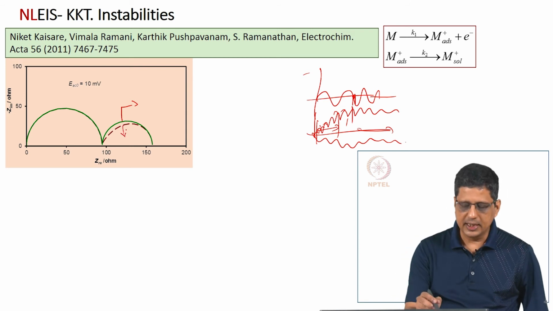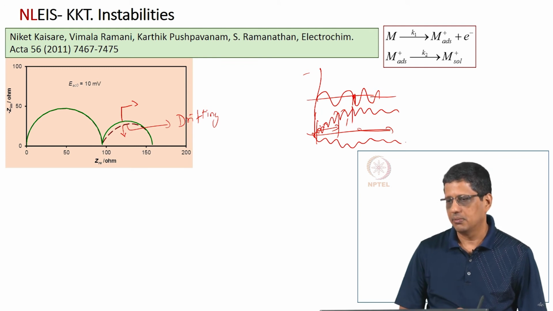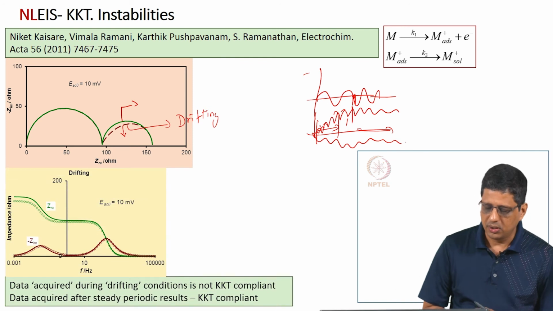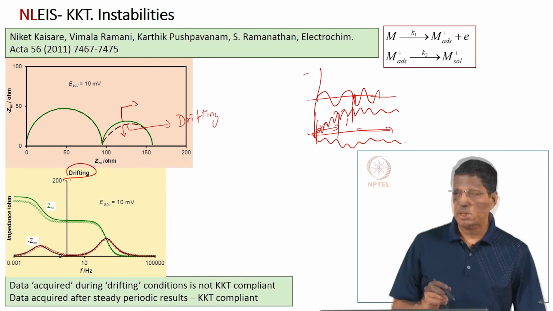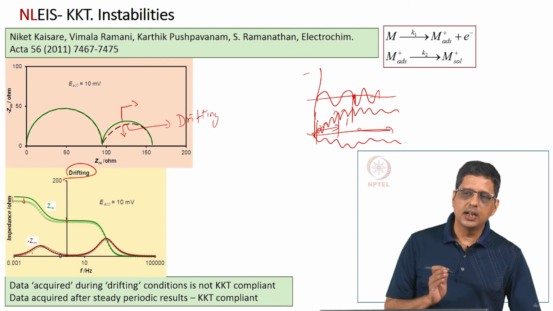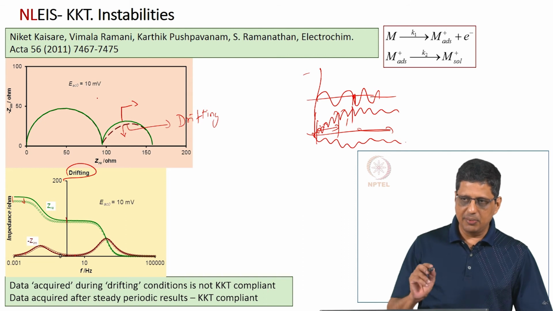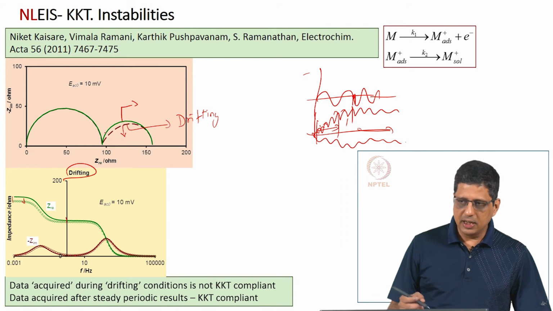If I take the data that is under what I call drifting condition, you can also say before coming to steady periodic results, initial conditions, and perform the KKT by integration, what we see is the following. Z real, there is a significant difference. Imaginary, there is slight difference, it is not very clear in this scale, but KKT will show a difference even though this is 10 millivolt data. And if you take the stable data, it will be KKT compliant. If you take the data in the initial condition where it is not giving you steady periodic result, this data will not be KKT compliant.